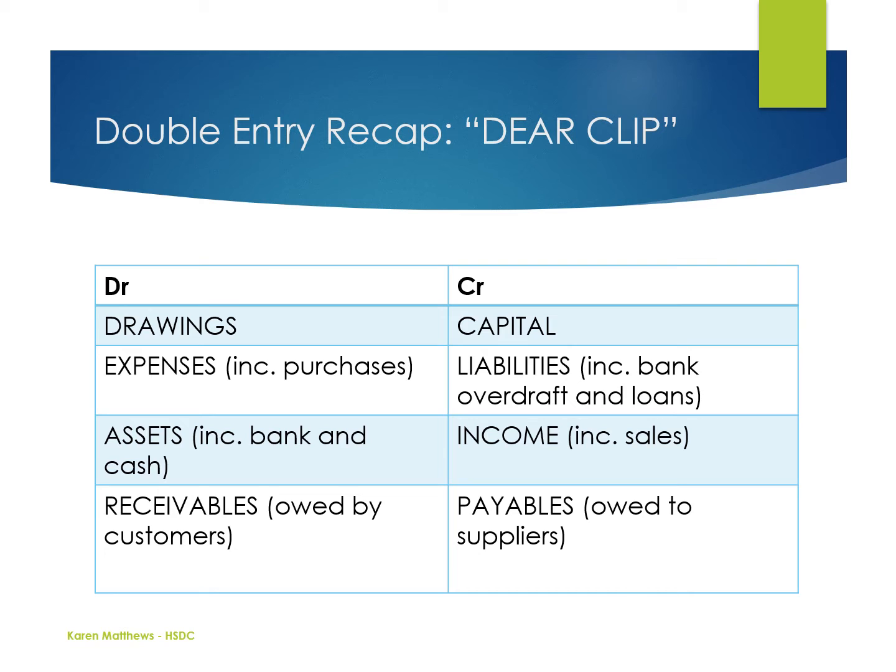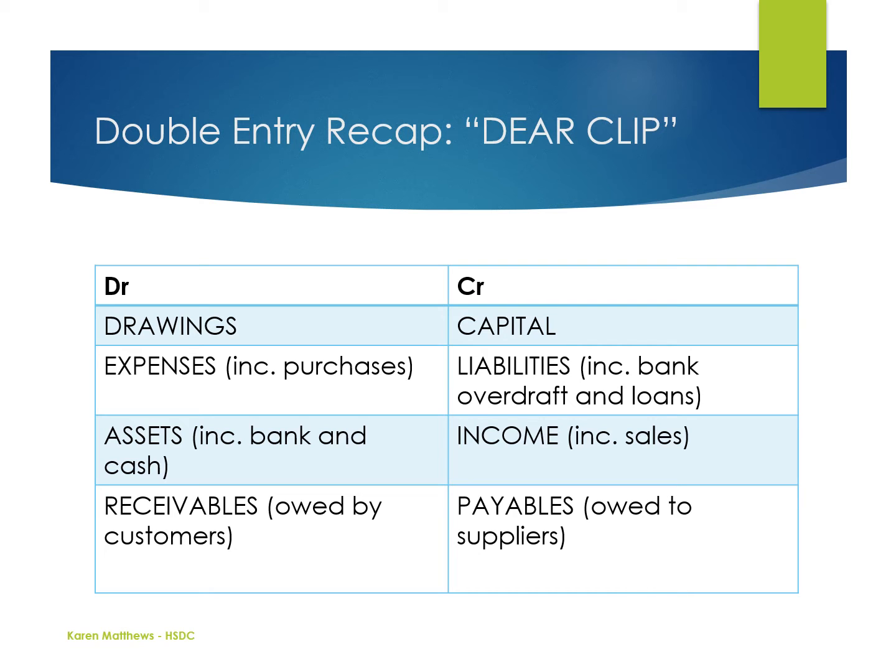Capital, as we said, is the amount invested by the owner. That's always going to be a credit balance. Liabilities, bank loans, overdraft, so on. Income is going to include sales, usually as the main source of income, so sales revenue, but might include other types of income like commission received, rent received, bank interest received. And then lastly, on the CLIC side, we've got payables, which are amounts owed to suppliers.